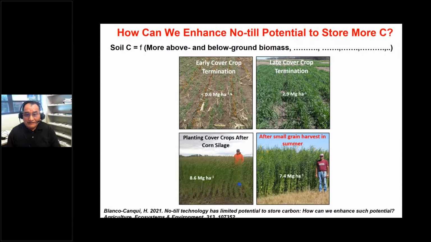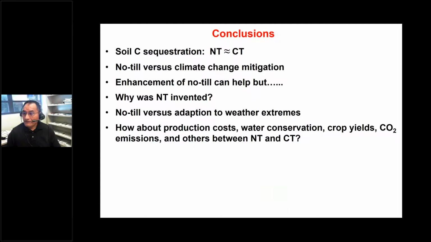But not even that. It's easier said than done. If we terminate cover crops early in corn-soybean systems, this is what we get. It's not even 1 megagram. Now, if you terminate late, you get more biomass, but be careful. What about if it's a dry year? It may affect the subsequent crop. Maybe planting after silage in early September. What about planting after wheat harvest in summer, and we get this much, right? That will accumulate some carbon. A combination is needed, right? Well, what do you learn from this?